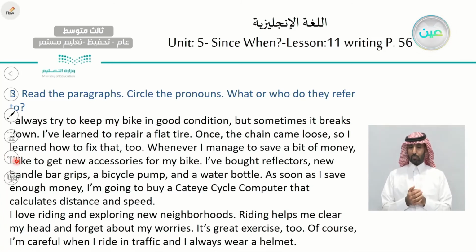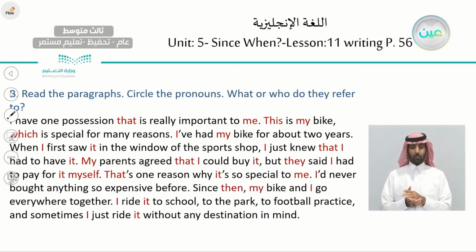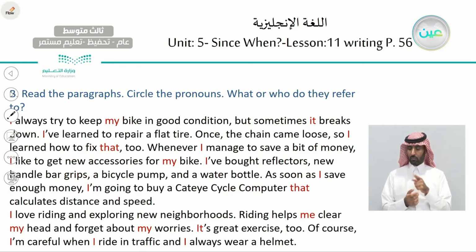Okay, now let's see. Here it's highlighted. We can see I, that, as we said, my, it's a possessive pronoun. This, it refers to the bike. My, it's a possessive pronoun. Me is the speaker. And we have it, which refers to the bike. Think about the answers with your friends. Discuss what these pronouns refer to with your friends.